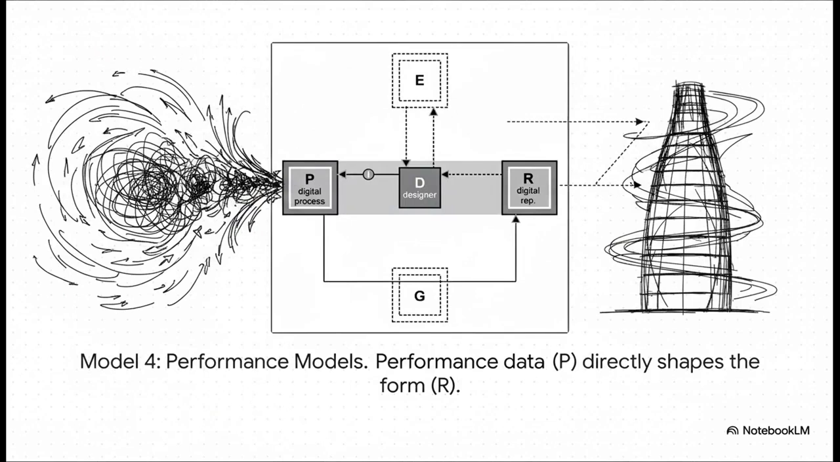This brings us to performance models. This is where the form isn't just evaluated after it's designed, it's actively shaped by performance data from the very start. The perfect example is the Swiss RE Tower in London. Its iconic aerodynamic shape wasn't some aesthetic choice. It was literally generated by complex simulations of wind patterns around the building to make it more energy efficient. The performance data created the form.